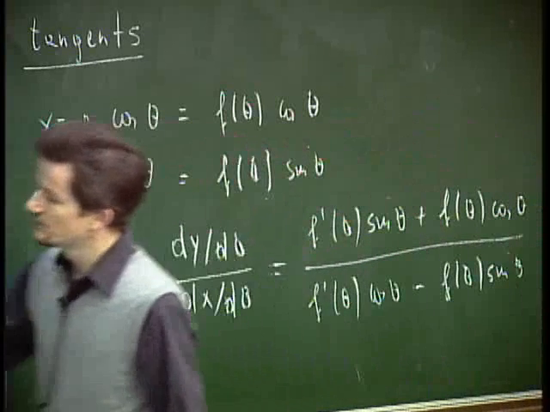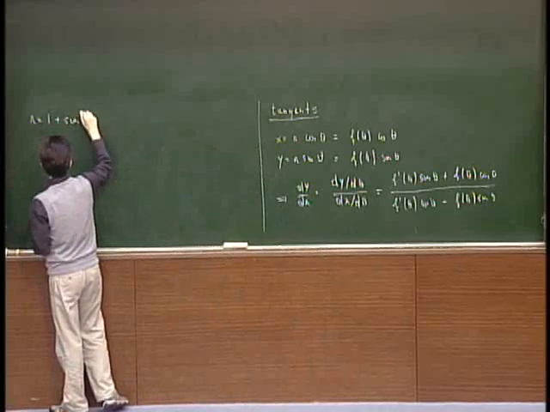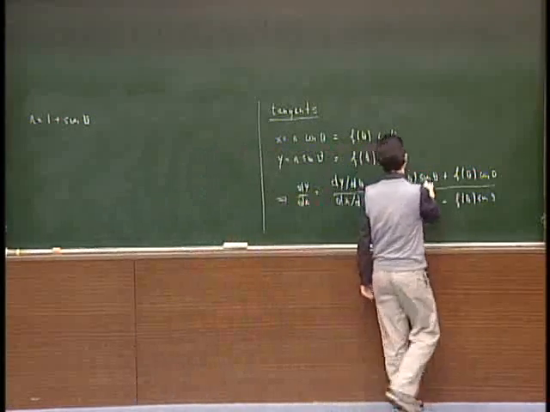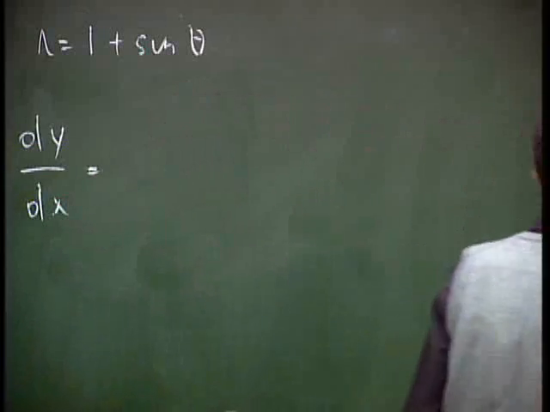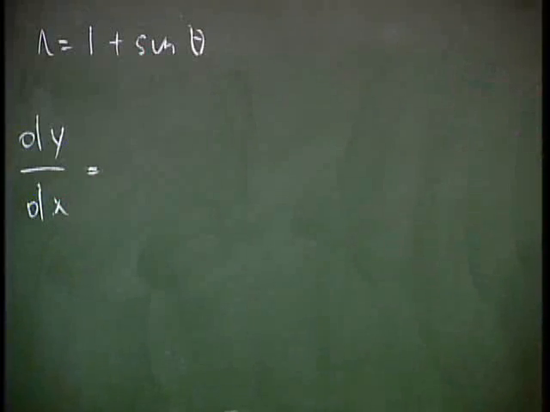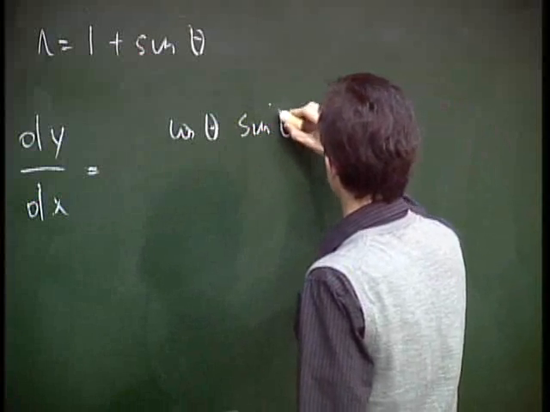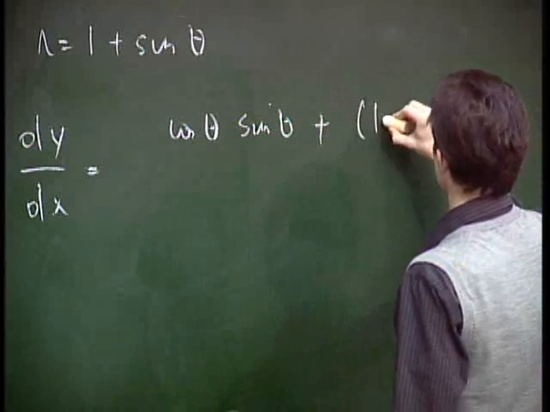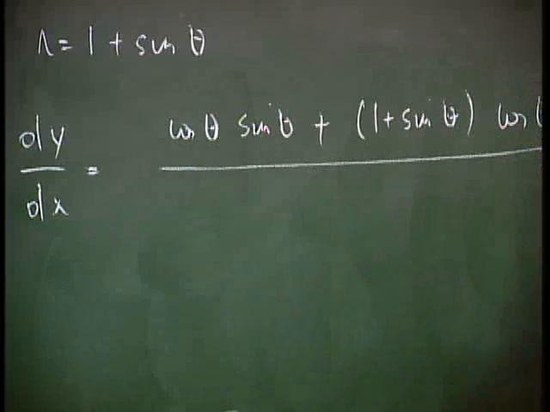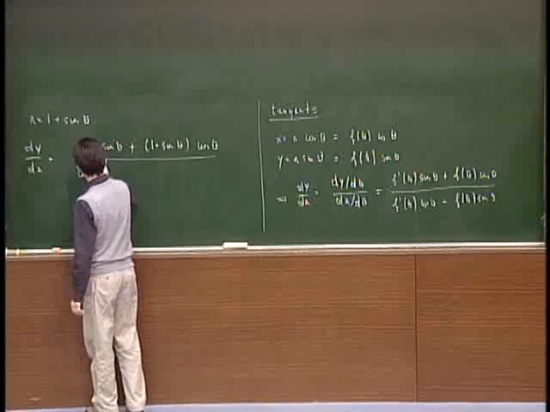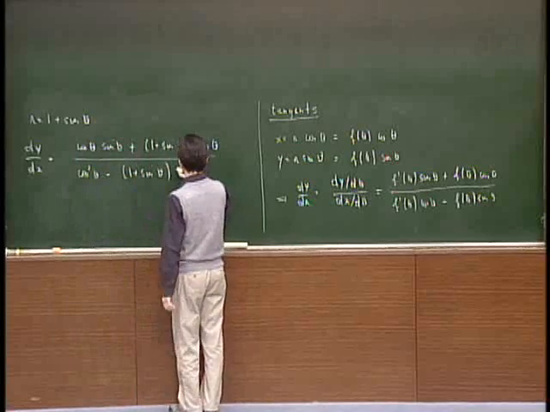Okay, so for instance, if we look at the cardioid, where we have r is equal to 1 plus the sine of theta, then you just have to use this formula. So dy over dx is equal to, the derivative of this function with respect to theta is the cosine of theta, so you have the cosine of theta times the sine of theta plus 1 plus the sine of theta times the cosine of theta, over the cosine square of theta minus 1 plus sine of theta times sine of theta.